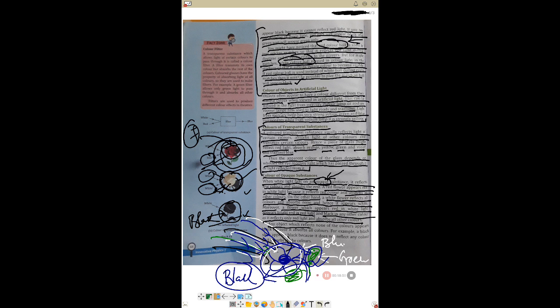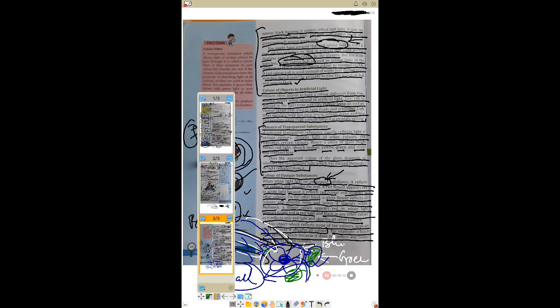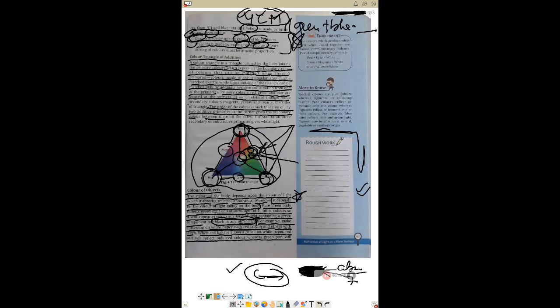So any object which reflects none of the colors appears black because it absorbs all colors. For example, a black shoe appears black because it does not reflect any other color and absorbs all the colors. So as I said, the reflection is actually the reason behind the colors of different objects.